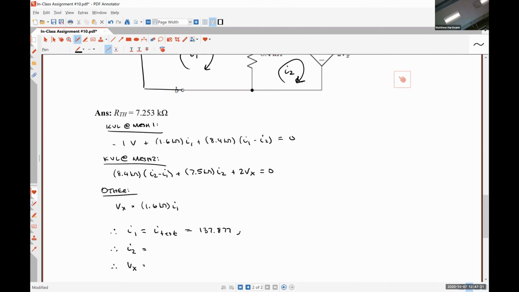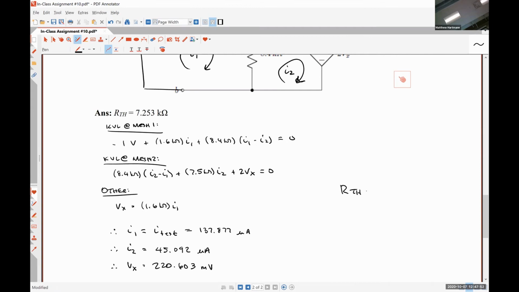137.877 microamps. Make sure, yeah. For I2, I get 45.092 microamps, and for Vx, I get 220.603 millivolts.